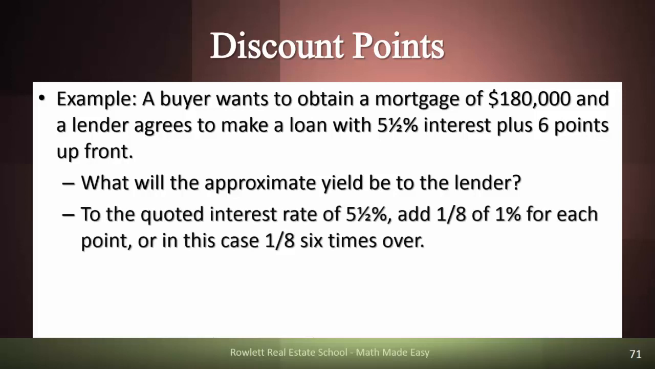Now, to the quoted interest rate of 5.5%, you're going to add 1/8 for each point. In this case, you're going to do 1/8 6 times over because they said there were 6 points. So 6 1/8 gives you 6/8, which you can reduce to 3/4 or 0.75.